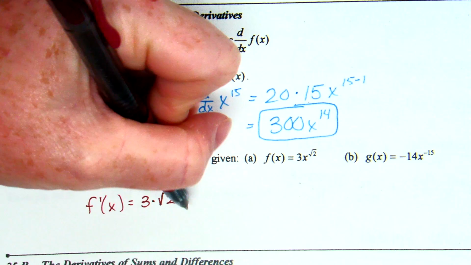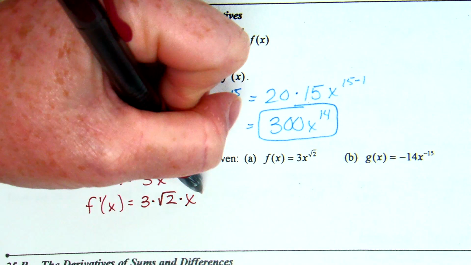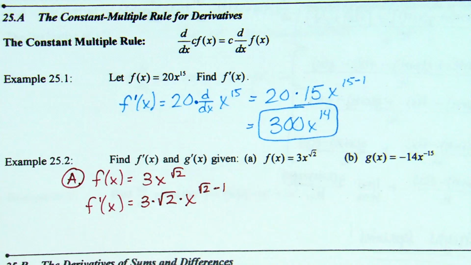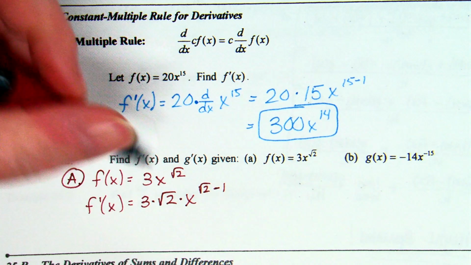And then it's going to be what? x to the square root of 2 minus 1. What is square root of 2 minus 1? We can come up with a decimal answer, but it would have to be rounded and everything.